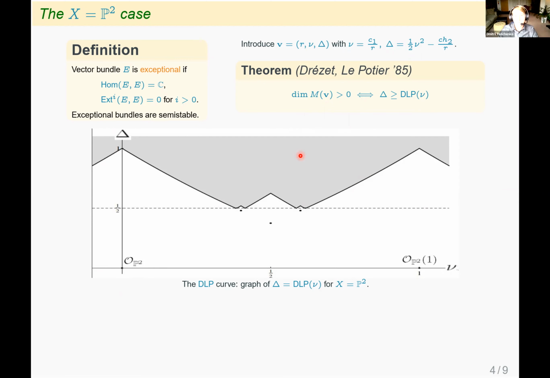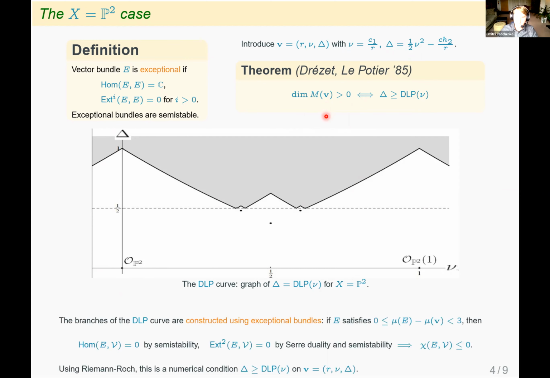Okay, so I wanted to also say a few words about how the Drézet-Le Potier curve is constructed. As you can see, it's comprised of various branches, so these mountain peaks, if you wish. And those mountain peaks are given in terms of exceptional bundles. So for instance, if you look at this peak over here, underneath it you will find the numerical invariants of the line bundle O(1), which is an exceptional bundle. Underneath this peak, you'll find the exceptional bundle O. Underneath this peak, you'll find some exceptional bundle of total slope 1/2. That's some twist of the tangent bundle to P2.